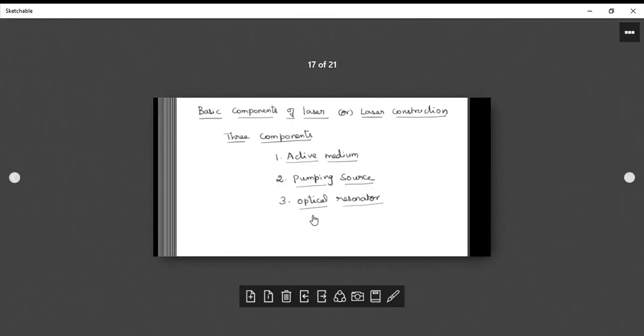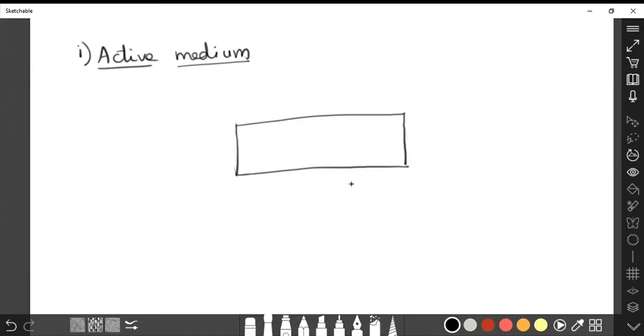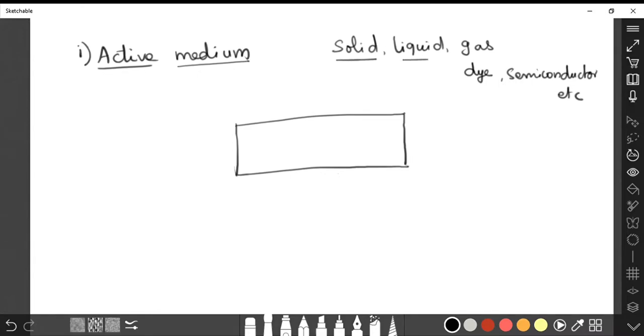This is the active medium, the medium in which we are going to produce the laser. The medium may be solid, liquid, gas, dye, semiconductor, etc. The medium may be solid, liquid, gas, dye or semiconductor.